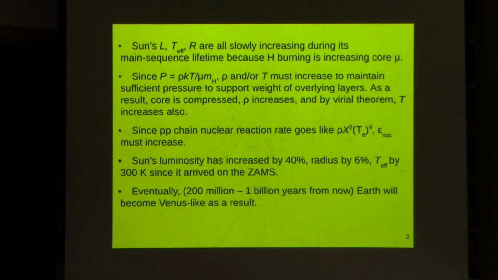So the sun is slowly getting brighter and larger even while on the main sequence. Eventually, and it's difficult to say exactly when because of the complexities of modeling the response of Earth's atmosphere to this, it's estimated between 200 million and 1 billion years from now, Earth will become Venus-like as a result.